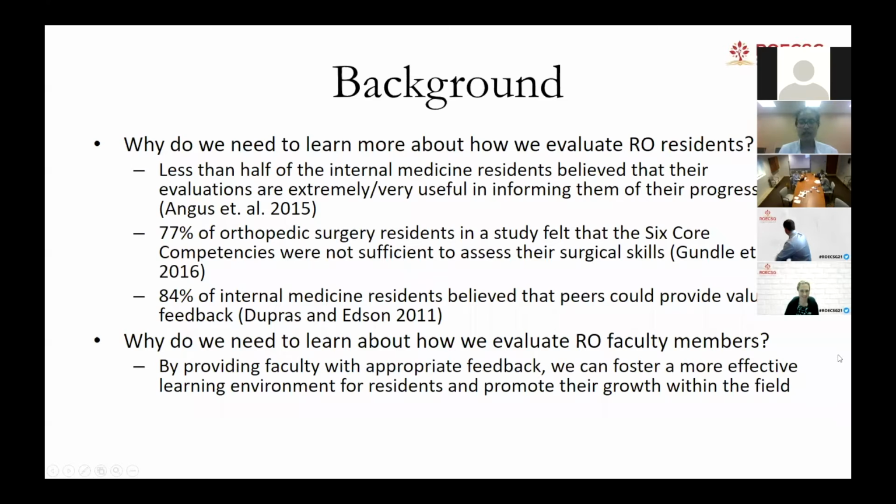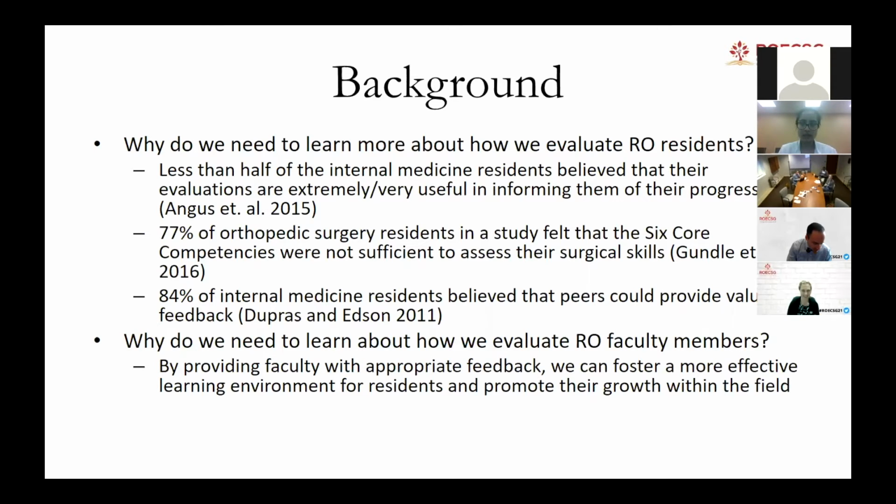So why do we need to learn about how we evaluate radiation oncology residents and faculty members? There's data from other specialties that indicates we need to take a closer look at how we perform these evaluations. Less than half of the internal medicine residents believe that their evaluations were extremely or very useful in informing them of their progress. 77% of orthopedic surgery residents in a study felt that the 6 core competencies were not sufficient to assess their surgical skills.